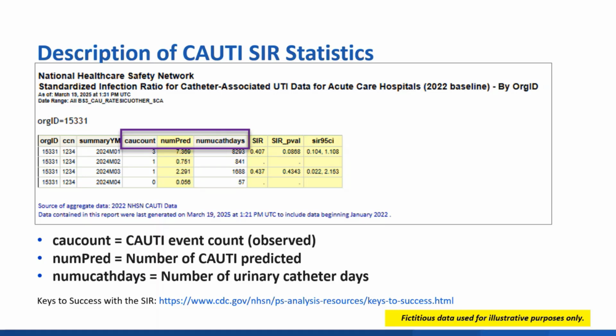In essence, the SIR is calculated by dividing the observed number of infections by the predicted number. And the catheter days are used to inform the prediction model and serve as the key denominator in understanding infection risk exposure.